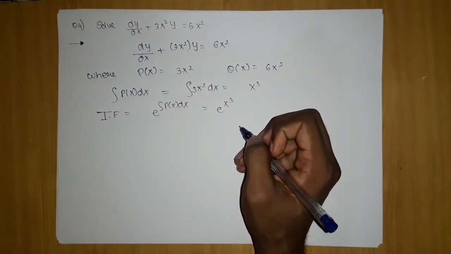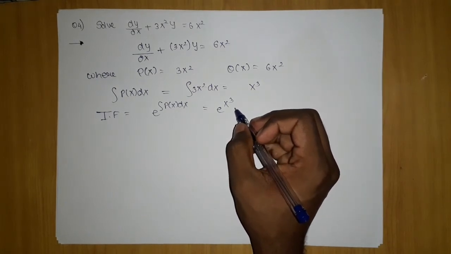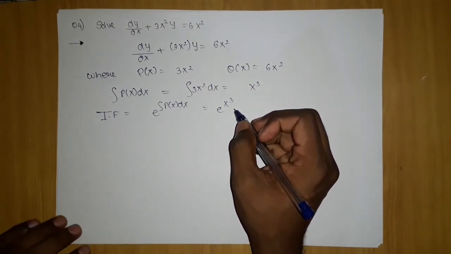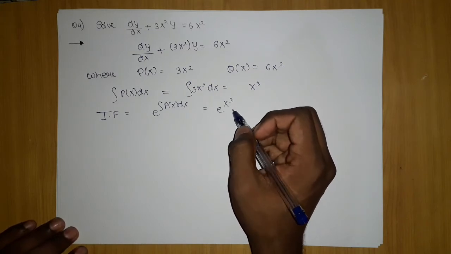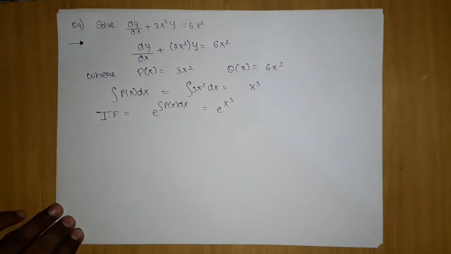So you are getting integrating factor as e to the power x cube. Now what you have to do, you know the formula for getting the solution of a first order linear differential equation, which is y into integrating factor, or nothing but dependent variable into integrating factor equals to integrating factor into independent function into dx plus c.